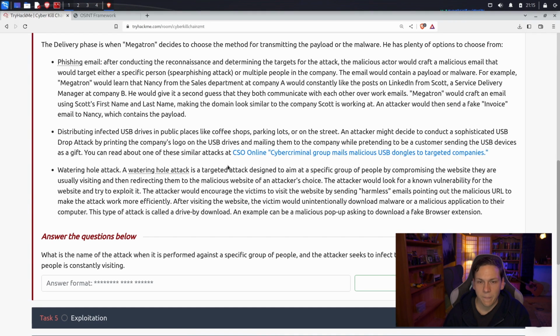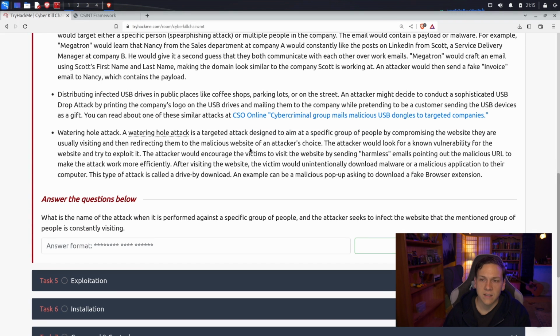Watering hole attack. A watering hole attack is a targeted attack designed to aim at a specific group of people by compromising the website they are usually visiting and then redirecting them to the malicious website of an attacker's choice. The attacker would look for a known vulnerability for the website and try to exploit it. The attacker would encourage the victims to visit the website by sending harmless emails pointing out the malicious URL to make the attack work more efficiently.